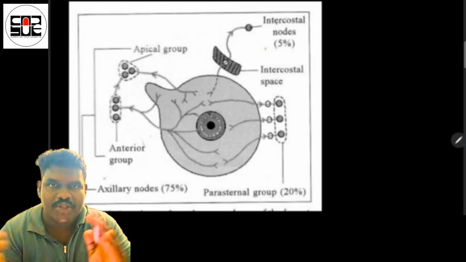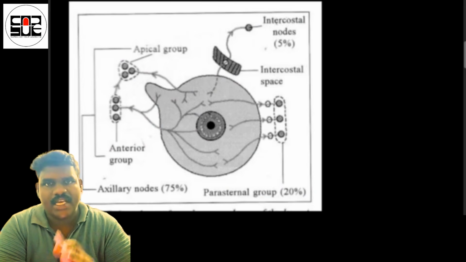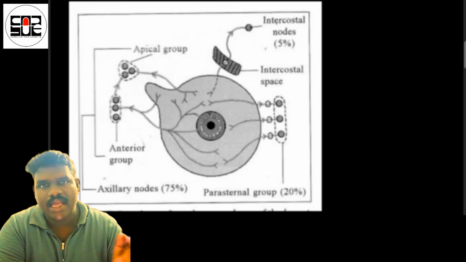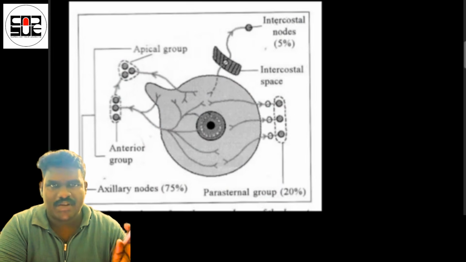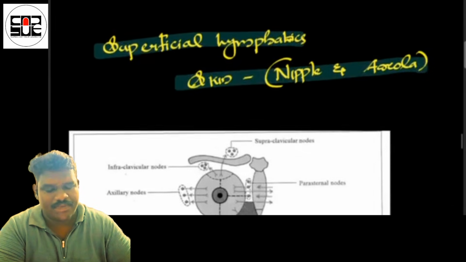So for the deep lymphatics, the majority, 70%, is going into the anterior or the axillary lymph nodes, 20% from the medial aspect is going into the parasternal or the internal mammary nodes, and the remaining 5% or so, from the posterior aspect, is going into the intercostal nodes.